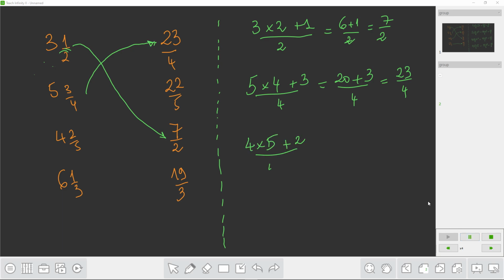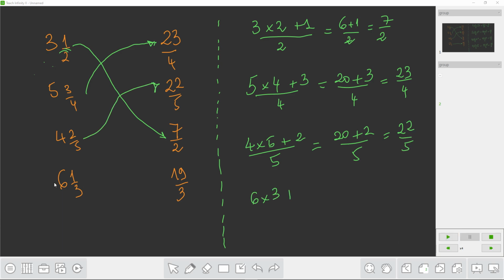Alright, 4 times 5, this one. This one is 4 times 5 plus 2, over 5 again, remember. So 4 times 5 is 20. That's why it's so important to know the multiplication table. 20 plus 2 is 22 over 5.